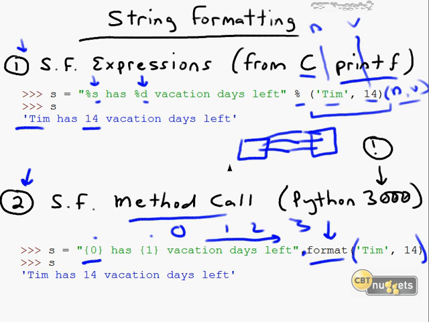Now why is this better than the old school? Well, one thing that's cool is we don't have to worry about the format codes. And speaking of which, you notice that dynamic typing is taking place here. These index position values just deal with positions in your input list, your arguments, 0, 1, 2. Python will on the fly apply the appropriate data type to those data objects. The net result, though, is the same. Tim has 14 vacation days left.